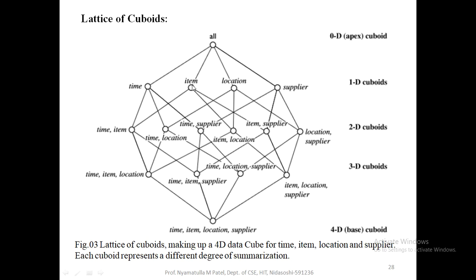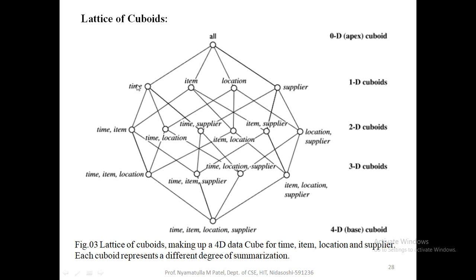Then the 1D cuboids. One cuboid contains all the information related only to time: during which year, which quarter, which month, which week and which day a particular sale occurred. Another 1D cuboid is item, which only deals with which type of item is sold. Then location, where a particular item is sold, and supplier, which supplier sold the item most.